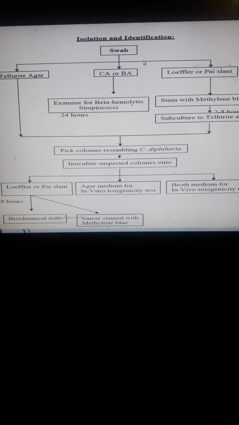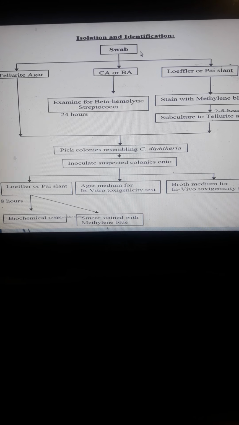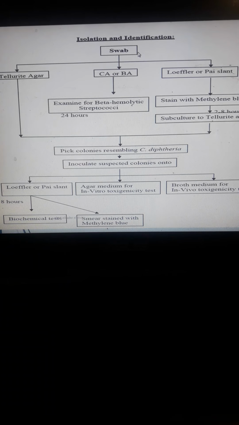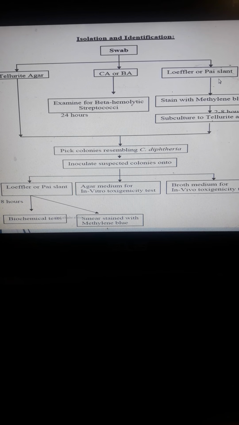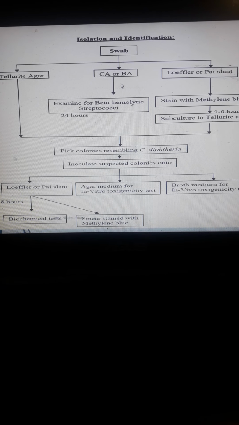It is used for isolation and differentiation of Corynebacterium diphtheriae. If you have the swab, the swab is coming from the sample or the patients. The swab is cultured on tellurite agar or Loeffler pie slant, or on chocolate agar or blood agar. Then we examine for beta hemolytic streptococci for 24 hours, and then the Loeffler pie slant is stained with methylene blue, 2 to 8 hours. Then do the subculture to tellurite agar.